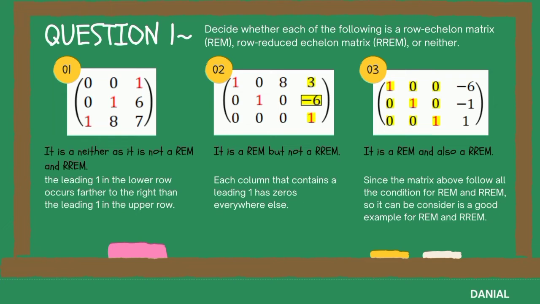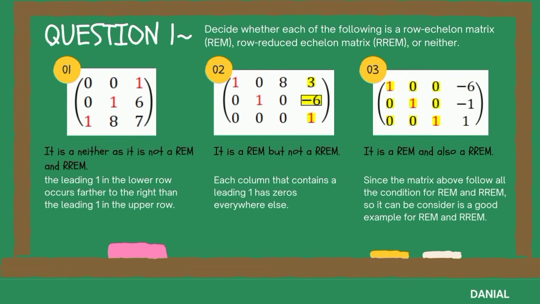Number 2, it is a REM but not a RREM. Why is number 2 a REM? Because first, it consists of at least a non-zero row. Second, the leftmost non-zero entry in every row is 1, and we also call this the leading one. Third, the leading one in the lower row occurs farther to the right than the leading one in the upper row. While the condition for RREM is that each column that contains a leading one has zeros everywhere else. From the above matrix, we can know that it does not follow the condition for RREM.